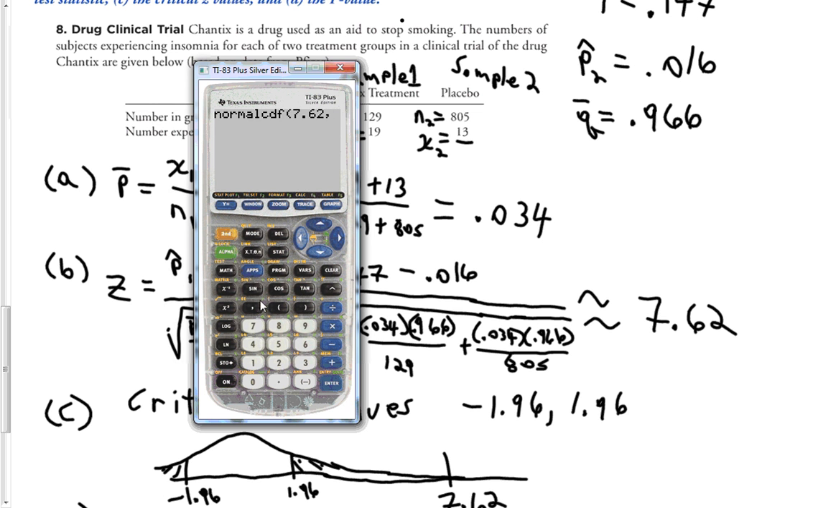So I go second, E99 for infinity, and I press enter, and it gives me this area, or probability, which is 13 zeros and then a 1. That's a very small number, and we multiply that by 2 and we get 13 zeros ending with a 3. So that's a decimal point, 13 zeros, and then a 3. I'm going to write that in scientific notation as 2.6 times 10 to the negative 14th. So that's going to be our p-value.